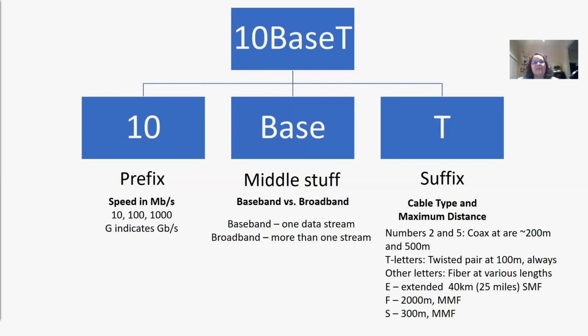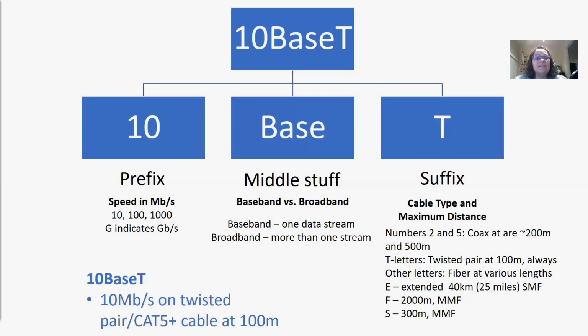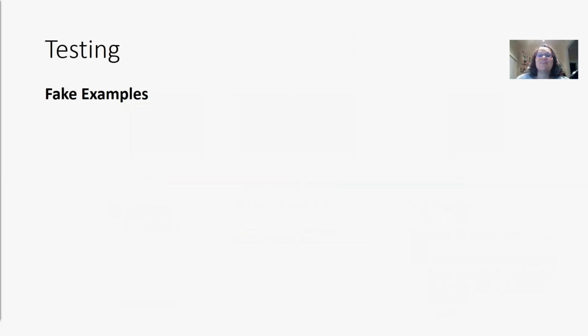So what does that mean? Back to this 10 base T example, it means 10 base T goes 10 megabits per second on twisted pair Cat 5 plus, and its maximum cable length is 100 meters. So let's do some testing of what we learned. First, we're going to do some fake examples, just made up standards, just to get the pattern down, and then we'll move on to some real examples.